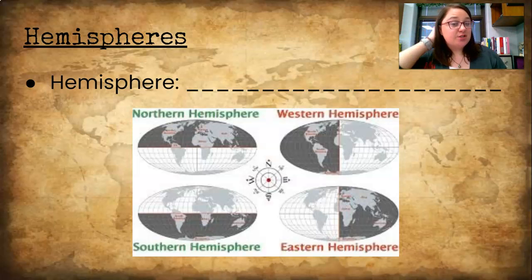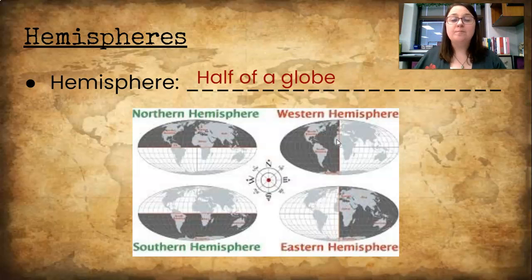Now, when we talk about it in social studies, we're going to refer to it as being half of a globe. So what you should be doing now is in your notes section, you should be erasing where it says type here and putting in half of a globe. If you accidentally delete the type here, just click the undo button in the corner and it should bring it back. So a hemisphere is half a globe.